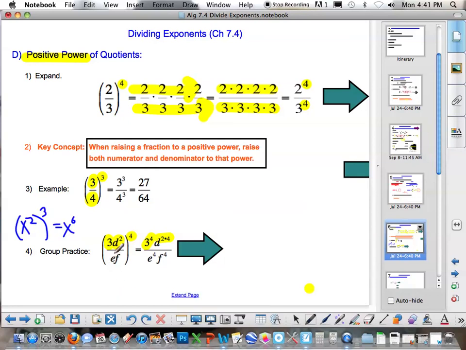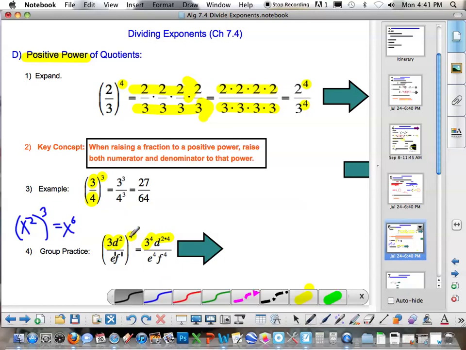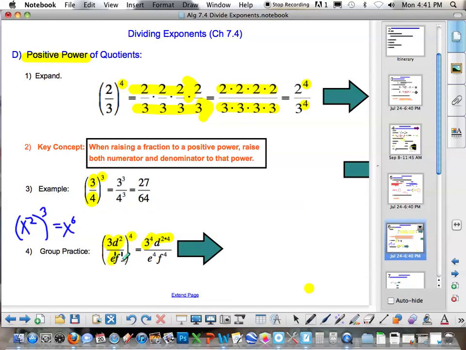On the bottom, I have e and f. F and e both have an exponent of 1. You don't see it, so you can pop it in there. 4 times 1. 4 times 1 is going to give me e to the 4th. F has an exponent of 1 as well. 4 times 1 is going to give me f to the 4th. I have one tiny step left to go. I got to do 2 times 4, and I should get d to the 8th. Oh, and also 3 to the 4th power is 81. Okay? 3 to the 4th is 81.